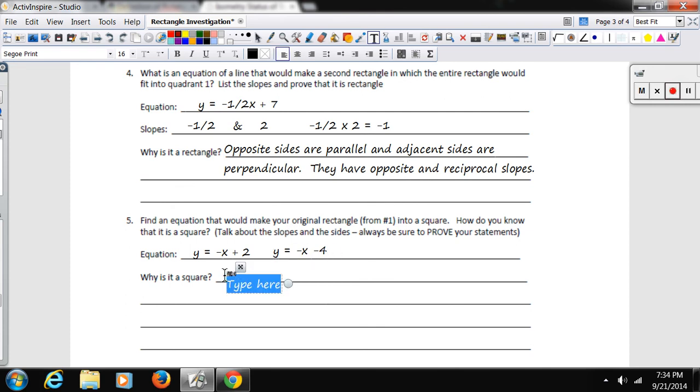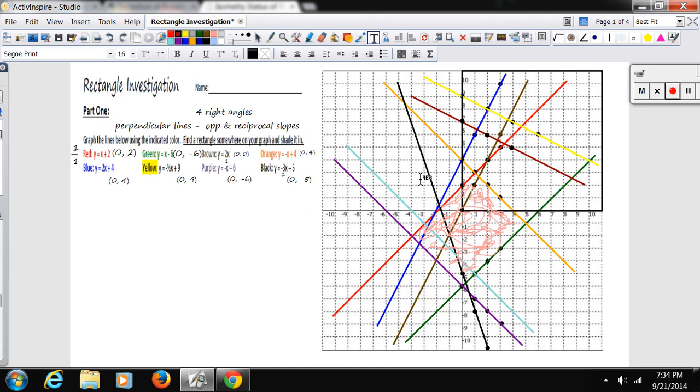Why is it a square? Because all sides are equal and all angles are right angles. Now as you get into geometry, we prove more of this stuff. We could prove with distance formula that the sides are all the same length. We could prove with the slope formulas that they're all the same, they're all right angles. But that's what we're going to put down right now. We're going to put that these are all 4 equal sides, and our angles are 4 right angles.